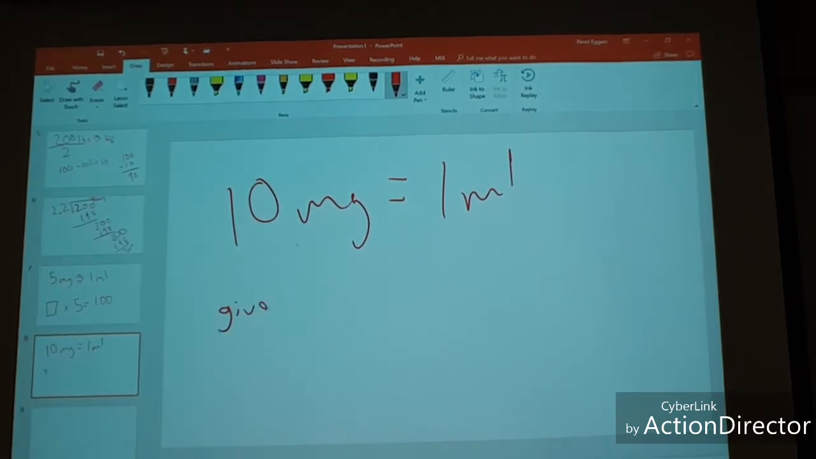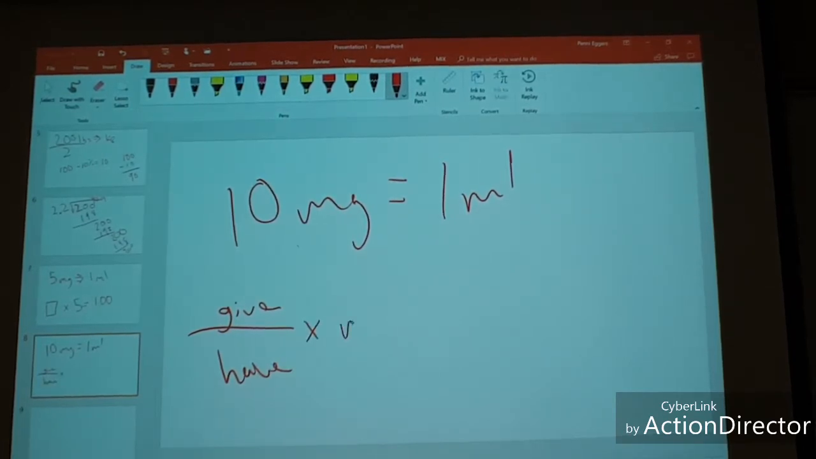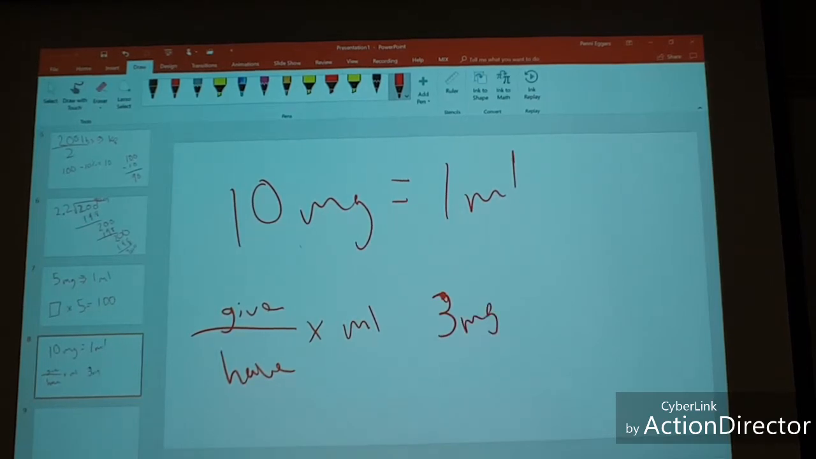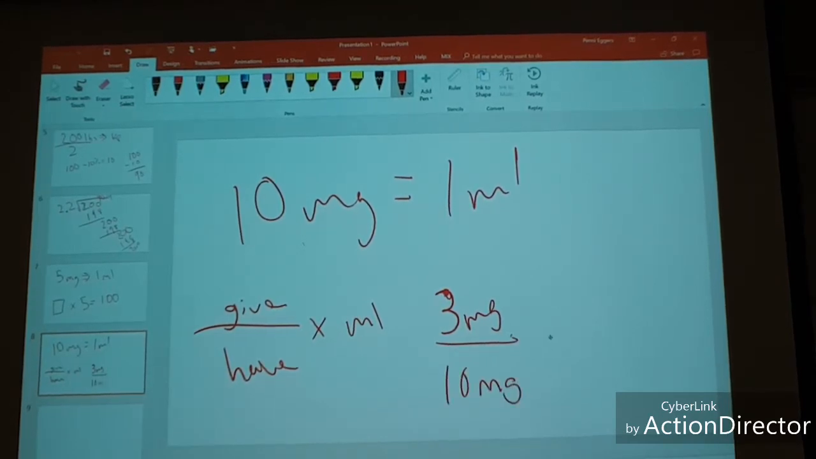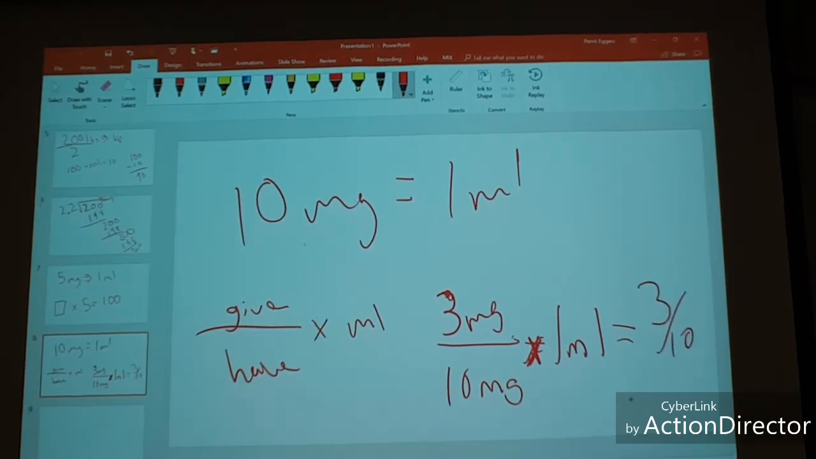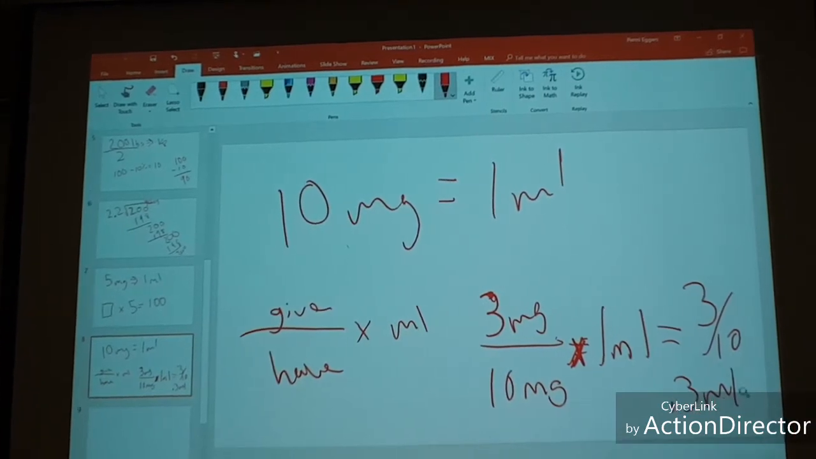It's give over how much I have, times it by the mLs I have in my vial. So my give is pretty simple, right? My give was 3 milligrams, right? How much do I have in my vial total? Milligrams. 10. How many mLs do I have in there? Or times it by, sorry, times. 1 mL, which is equal to what? 3 over 10, or for those of us who like decimals, 0.3. Does that make sense to everybody? Yes, sir.